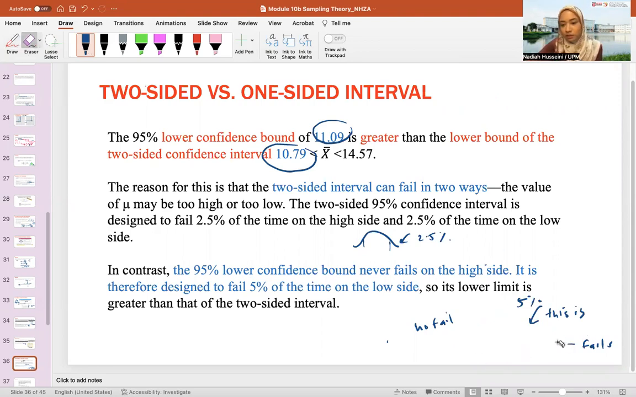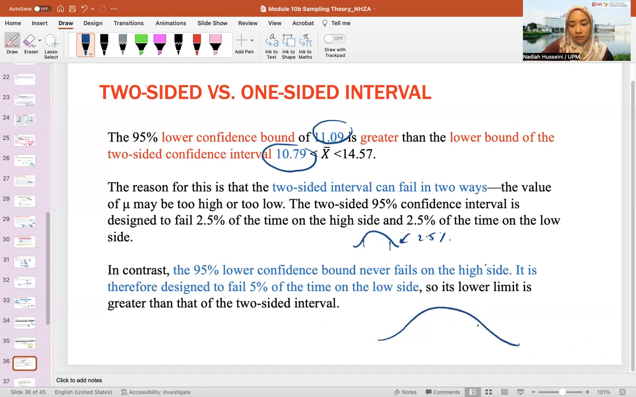So let me redraw this. It never fails on the high side, which means that it only fails over here. And this is where we are super confident for some level that our population mean is within this range, right? And this is where it fails at the low bound. So it is designed to fail 5% of the time on the low side. So its lower limit is greater than that of the two-sided interval.